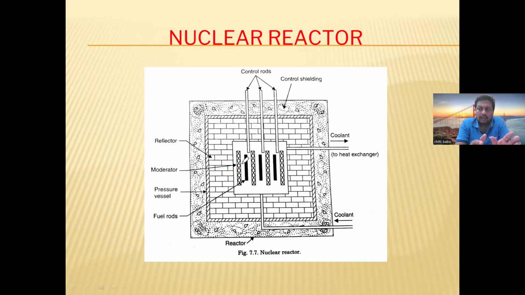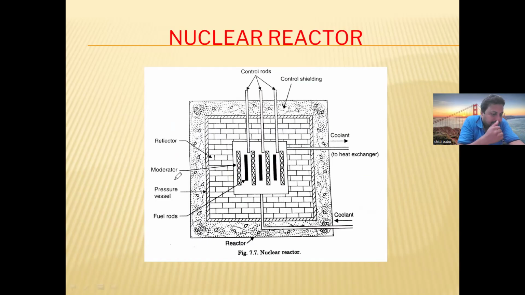Whereas the moderator will act as a speed breaker. That means the speed of the neutrons will be minimized by using these moderators. So the material of the moderator is graphite. Graphite or heavy water will be used as the moderator.